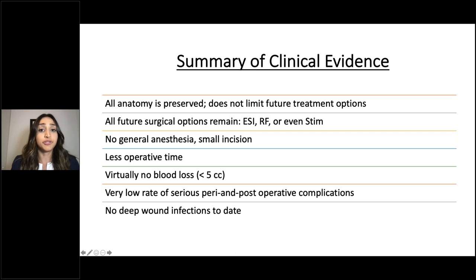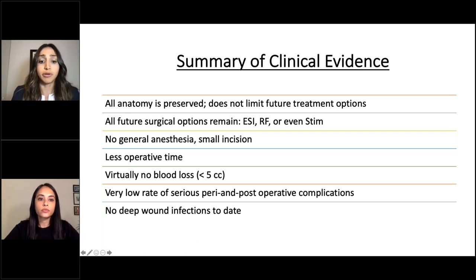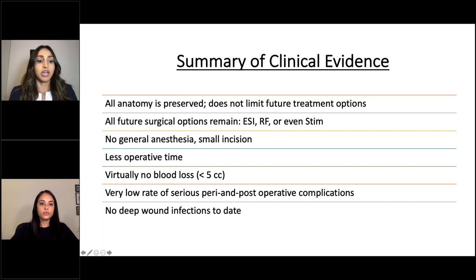So in summary, this device preserves the anatomy. It doesn't limit future treatment options, including stim, radiofrequency, and ESI. No use of general anesthesia, small incision, less operative time, no blood loss, and a very low rate of serious peri- and post-operative complications. There have also been no deep wound infections to date.